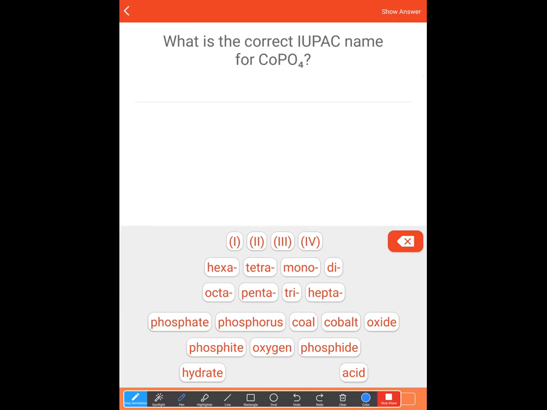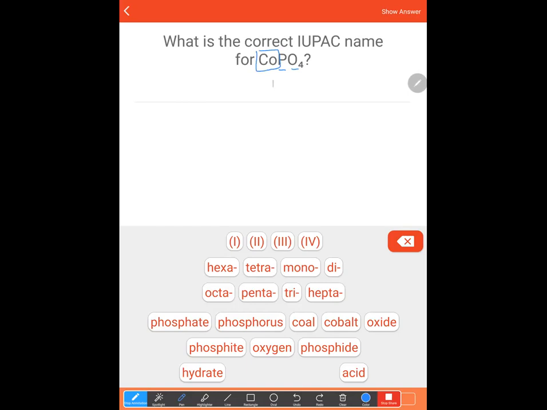In this question, we're looking at naming. Now, the first thing with naming is to figure out what type of bond it is. So this one's a little trickier because we have two nonmetals, but the key is to always look to see if there is a metal. In this one, there is.